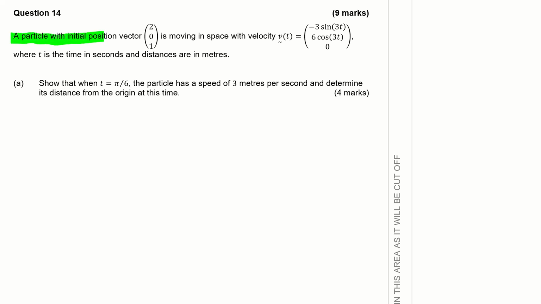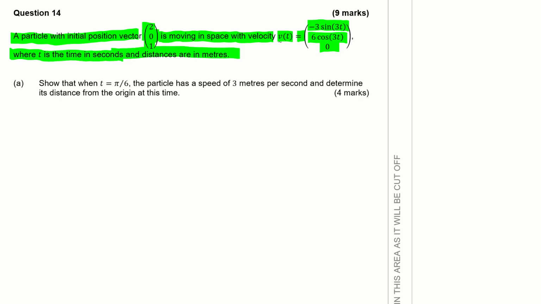A particle with initial position vector (2, 0, 1) is moving in space with velocity v(t) = (-3 sin 3t, 6 cos 3t, 0), where t is the time in seconds and distances are in meters. Show that when t = π/6, the particle has a speed of 3 meters per second, and determine its distance from the origin at this time.